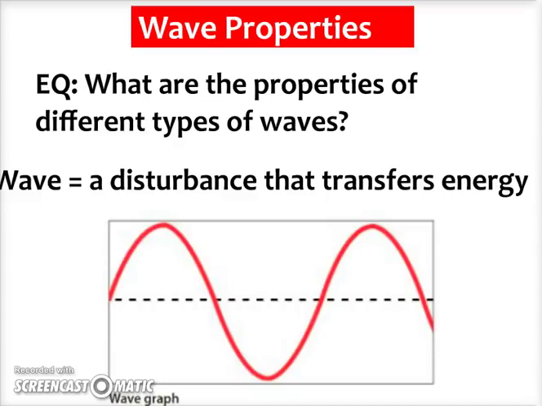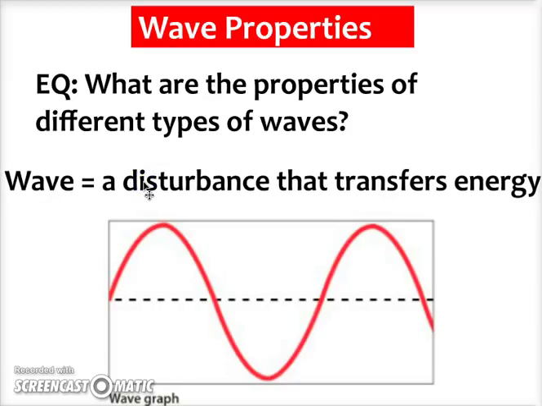On your IP page, where you're going to be taking your notes today, title it Wave Properties. The essential question today is, what are the properties of different types of waves? Well, before we can even talk about different types of waves, we have to talk about what a wave actually is. A wave is a disturbance that transfers energy.